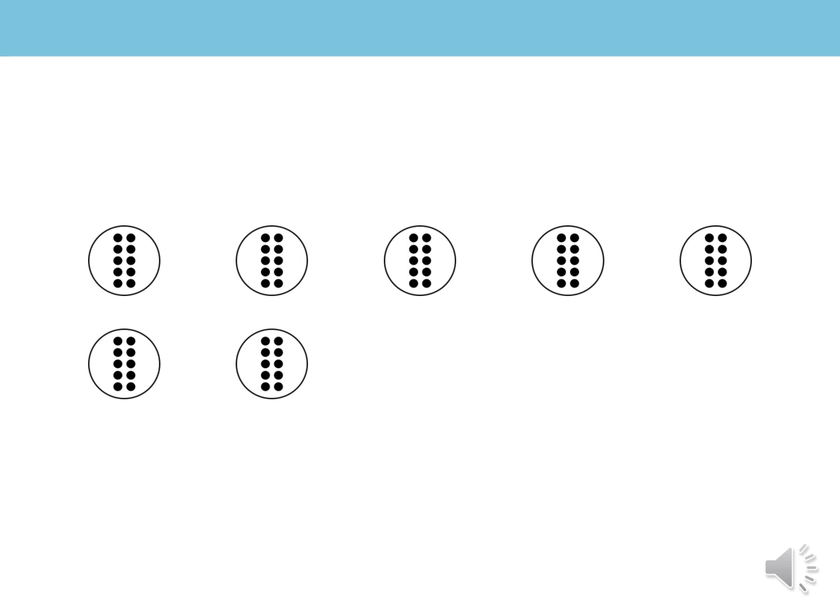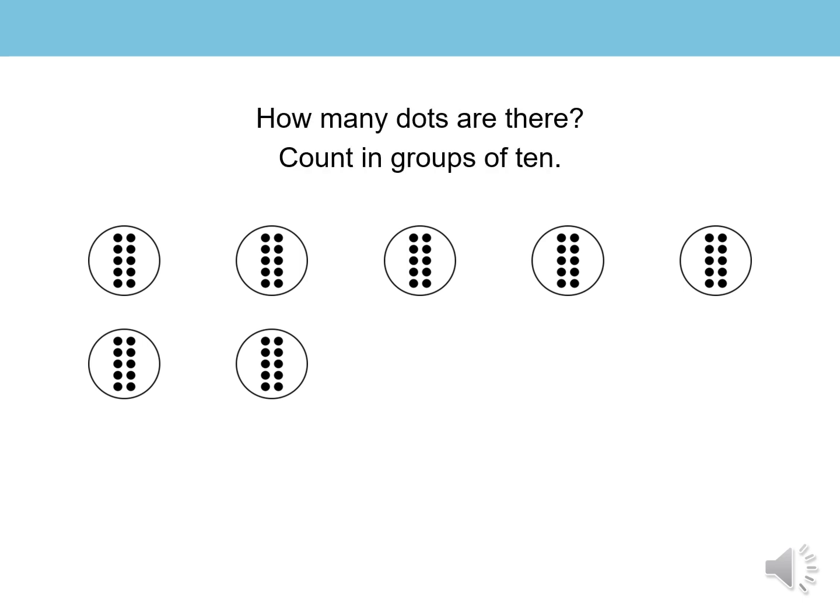Here we have counters, and they've been grouped into groups of 10. I can tell because they've been organised in such a way. How many dots are there? How many counters are there? Let's count the groups of 10.